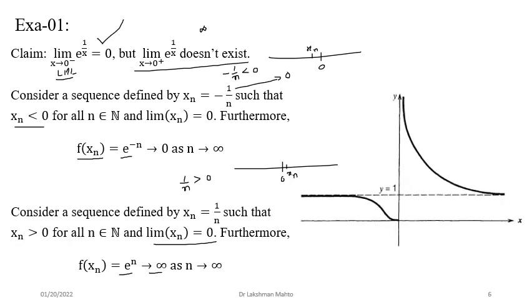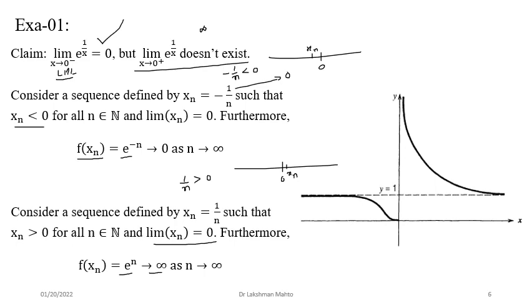So geometrically, if you are willing to plot the function and see the nature of the function, you can easily see from this plot that if you are approaching c from the left, the function is approaching 0.